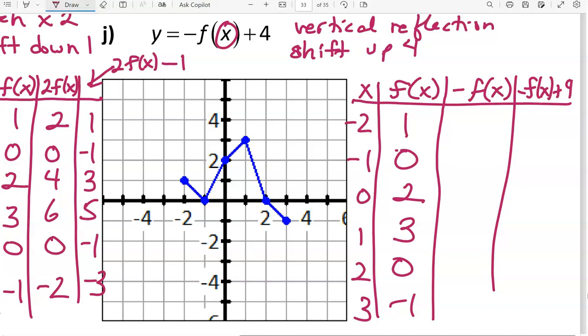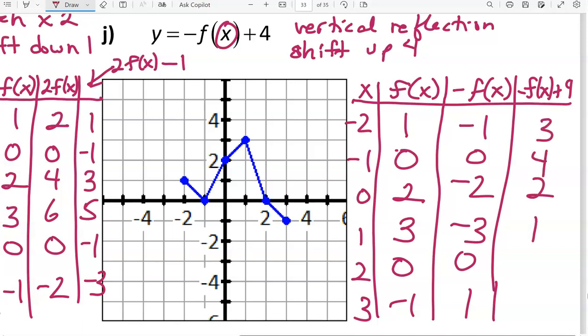Now we're going to take the opposite of each of those and add 4 to each. Now let's graph each of the points: negative 2, 3; negative 1, 4; 0, 2; 1, 1; 2, 4; and 3, 5, and connect those points in order, and we will see that vertical reflection and a shift up 4 as well.